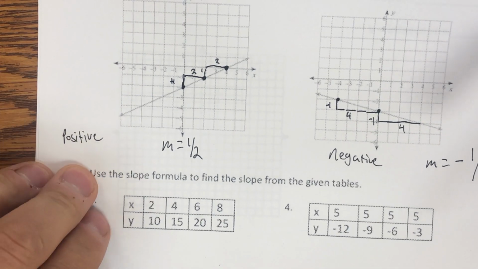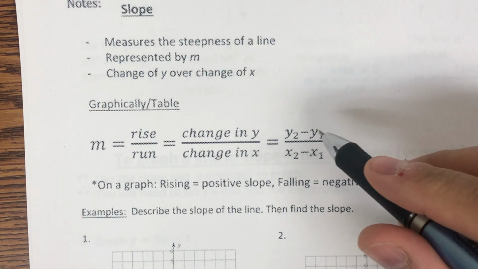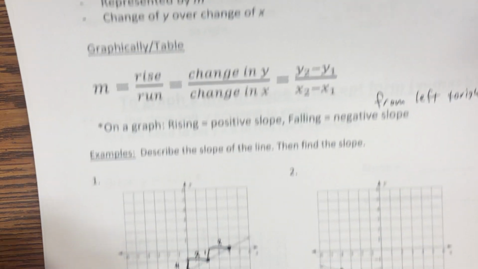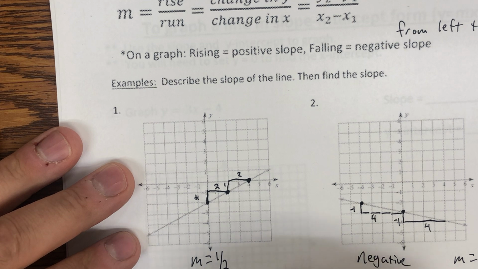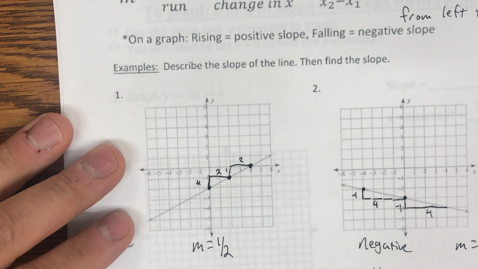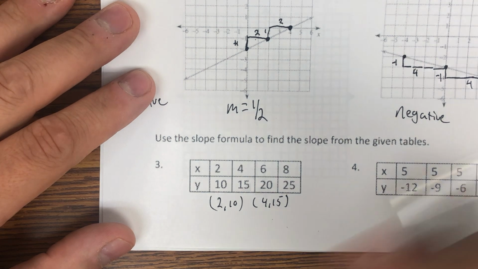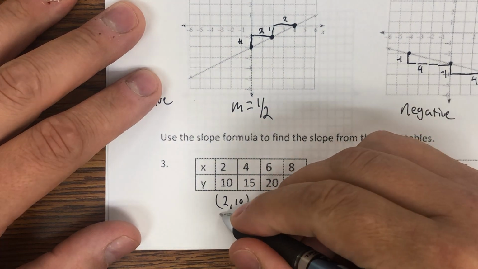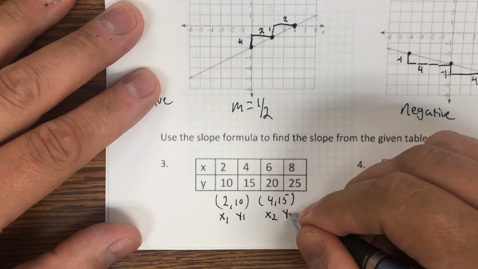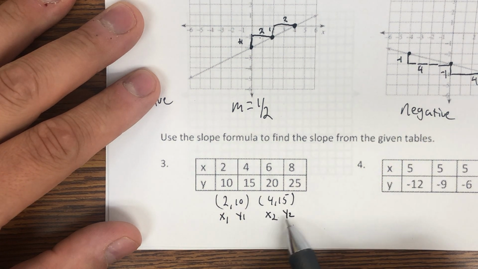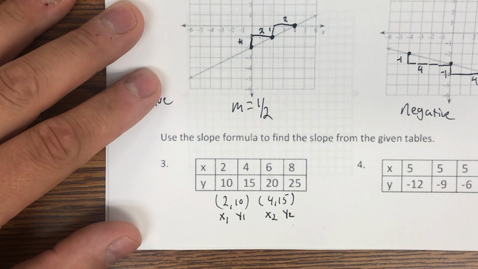So to use the formula, we are going to use y2 minus y1 over x2 minus x1. We have to pick 2 points. It doesn't matter which one. I'm going to take this point (2, 10) and this point (4, 15). So with those 2 points, we label one of the points x1, y1, the other one x2, y2. Doesn't matter the order. This could be x1, y1, x2, y2. We just label those out.